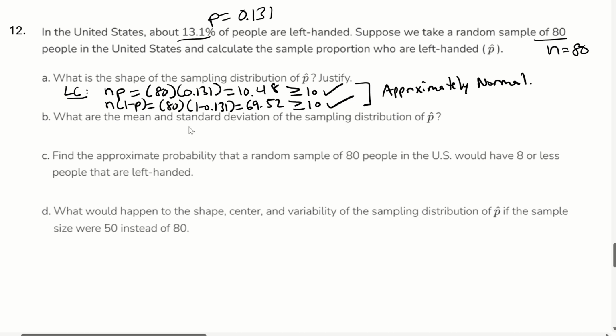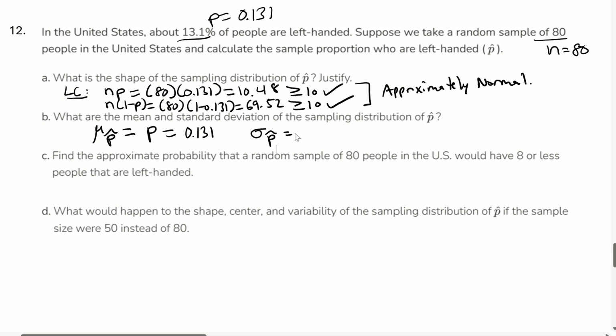Okay, so now what are the mean and standard deviation of the sampling distribution? The mean of the sampling distribution of p hat, according to your formula sheet, is just p, the true value, which is 0.131. And then the standard deviation of p hat.